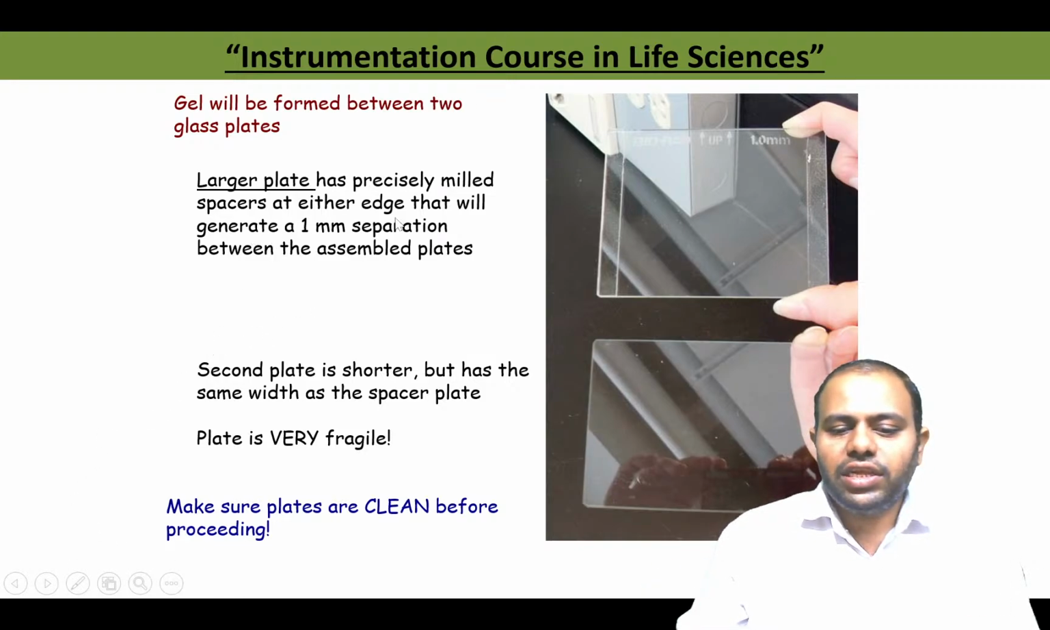Okay, you can see there are different plates. First plate is the notched one, and the second plate is the plain one, so that you can put the comb to that plate. Okay, in this case the upper plate is larger, and the lower plate is smaller. Okay, these plates are very fragile as they are made of glass. This has to be very clean before performing the electrophoresis.